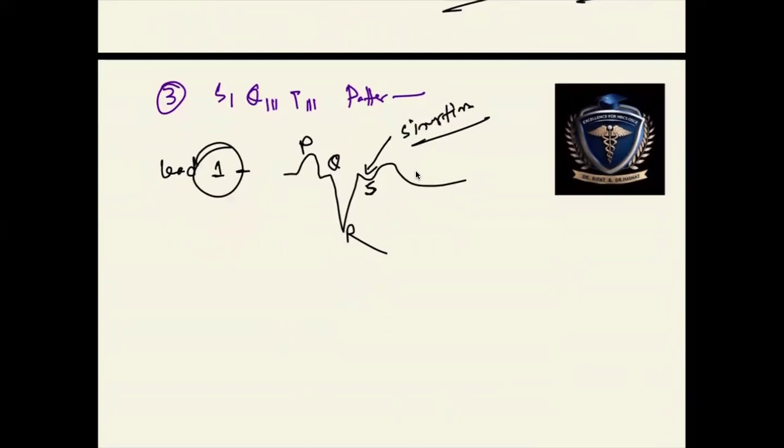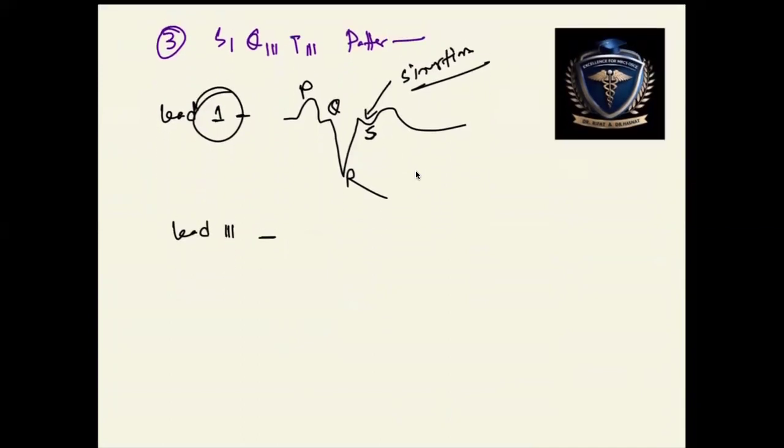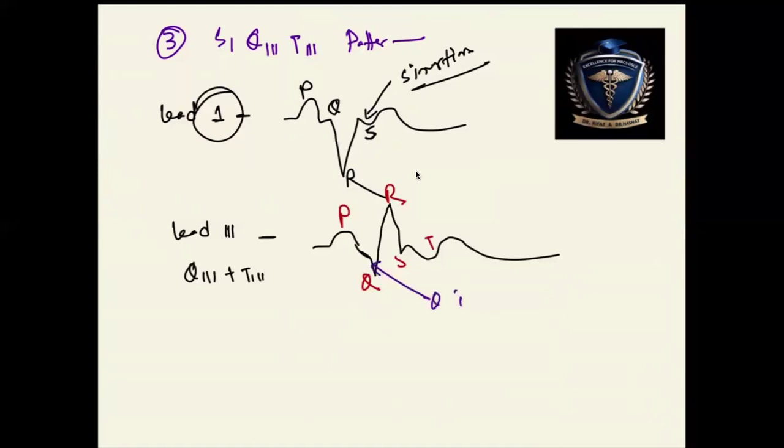And in lead 3, which is positive, you will get Q inversion and T inversion also. So you are supposed to have Q3 plus T3. Have a look here. This is the P, this is the Q, R, S, and this is the T. Q is inverted here, so Q inversion, and T is also inverted.